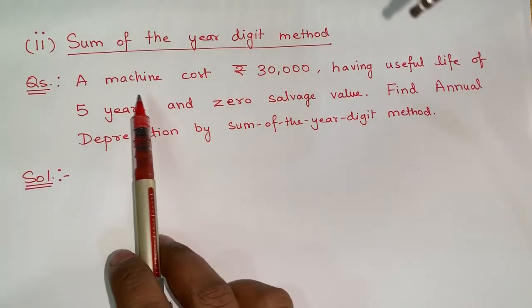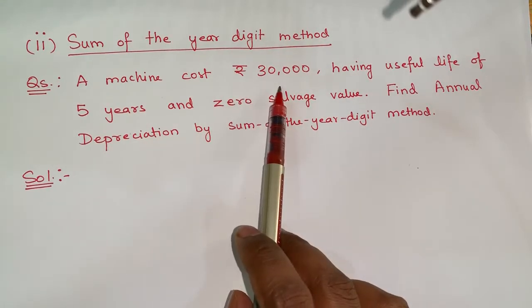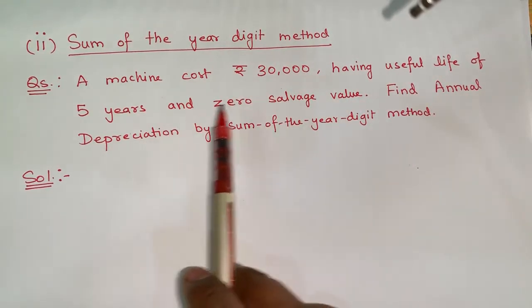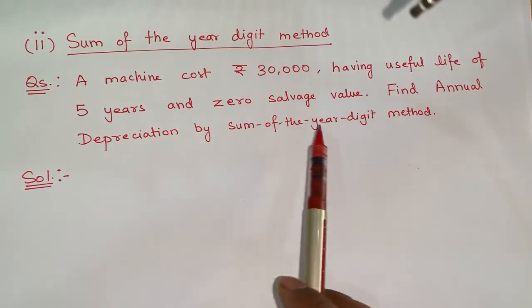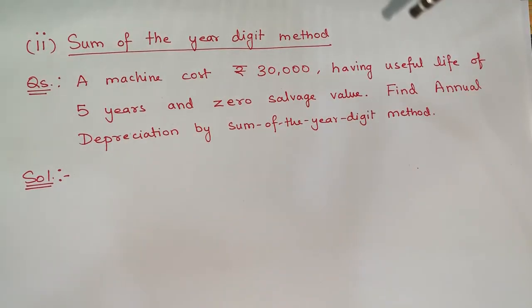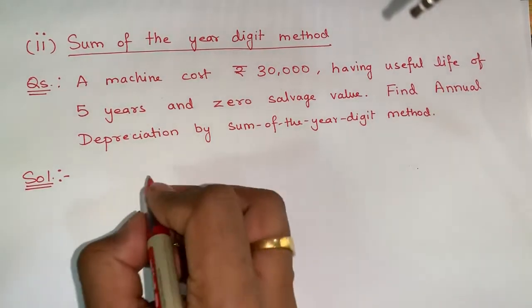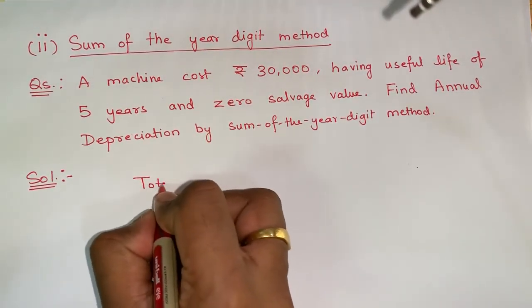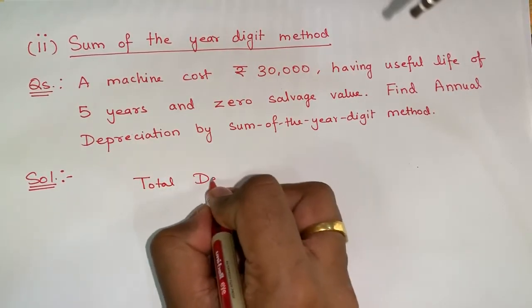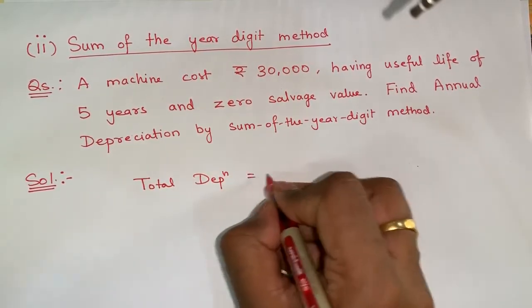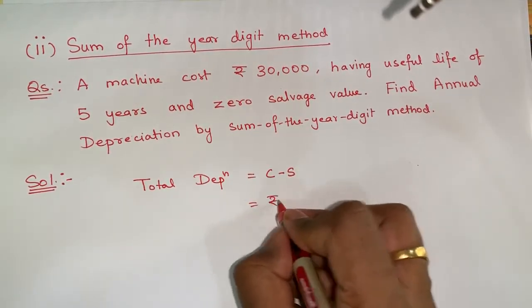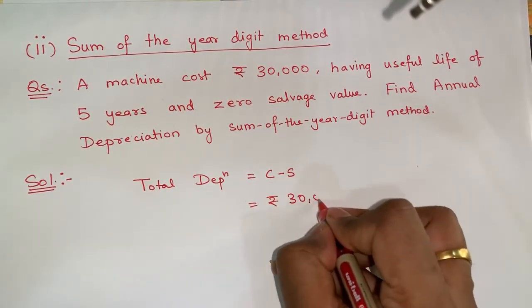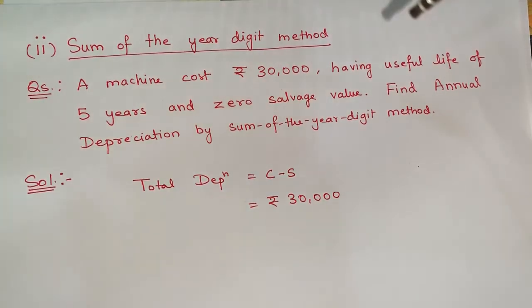Here in the question, a machine costing rupees 30,000 has a useful life of 5 years and 0 salvage value. We need to find annual depreciation by the sum of the year digit method. So how do we do it? First we find the total depreciation. Total depreciation is equal to cost minus salvage value, which is rupees 30,000, as we have no salvage value in the given case.